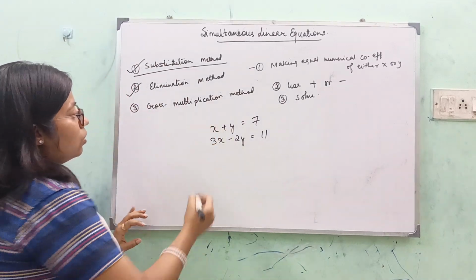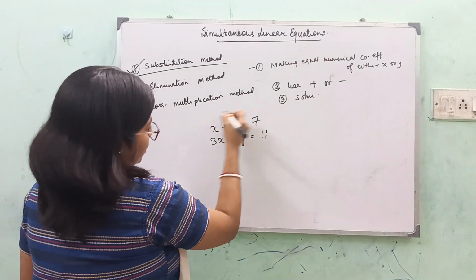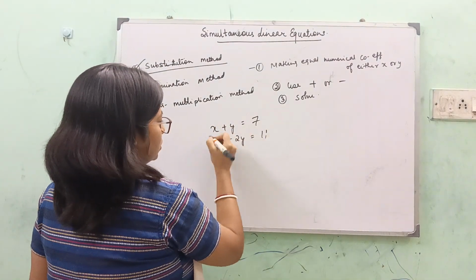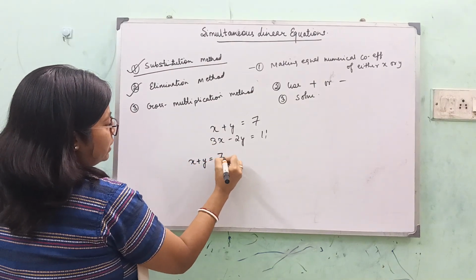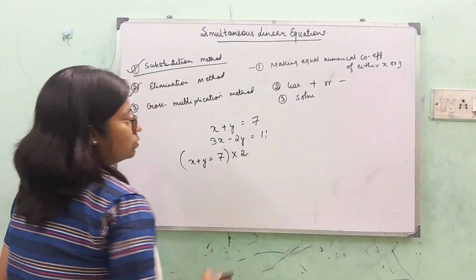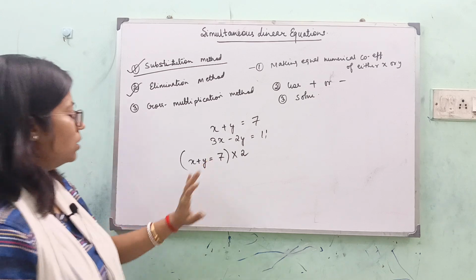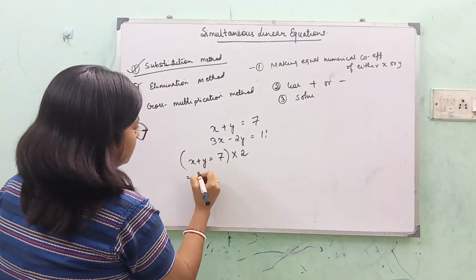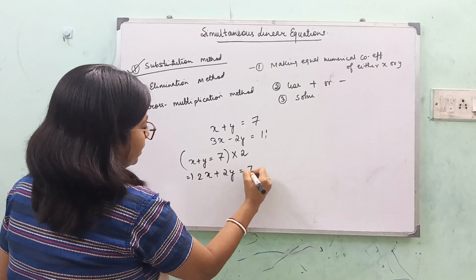So what you can do is, if changes have to be done, here no changes. Okay, here I will do the changes. So x plus y is equal to 7. This whole equation I will multiply with 2. I will multiply with 2, not minus 2, 2. So if I multiply with 2, this becomes 2x plus 2y equals 14.